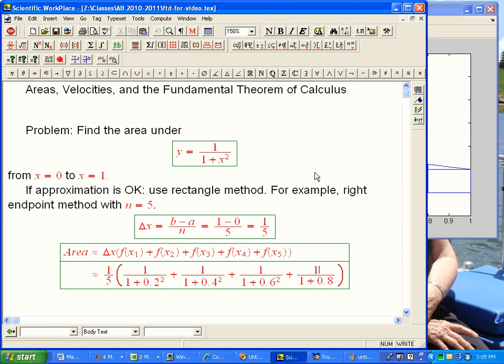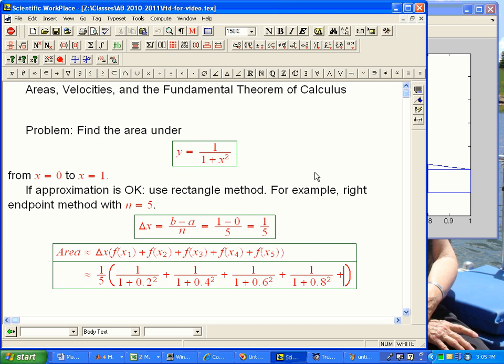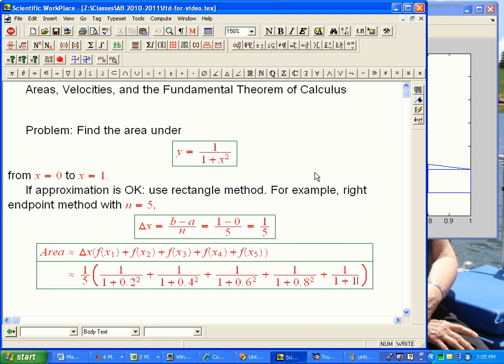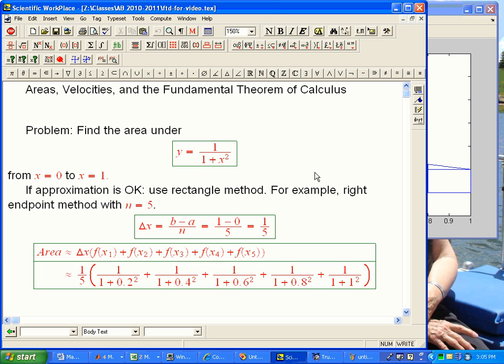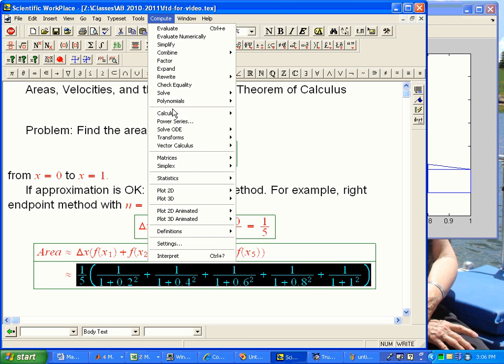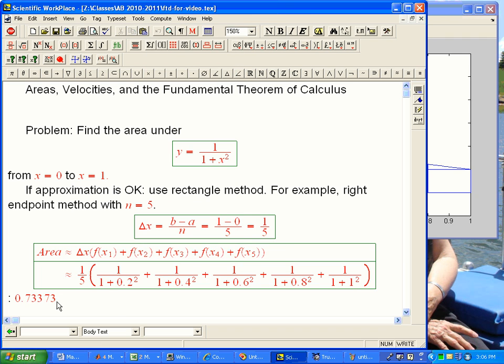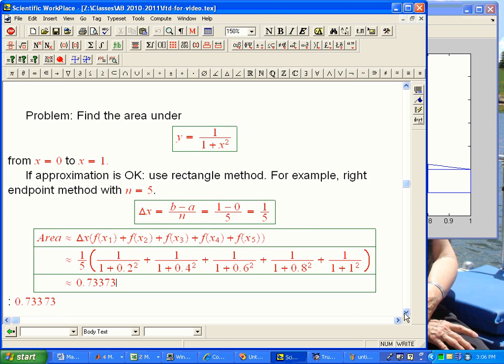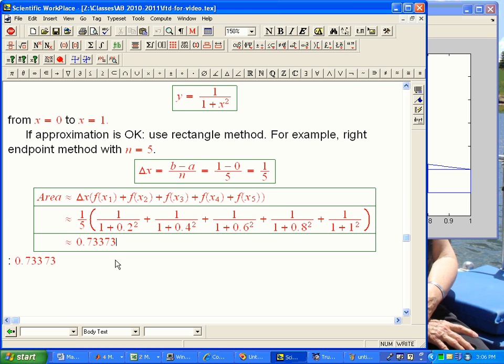Squared plus 1 over 1 plus, well, this one's simple, 1 plus 1 squared. Okay. Goodness. Well, let's see what that actually gives us. Let's use the power of the computer here. Okay, so about 0.73373. Okay. So, where do we go from here?